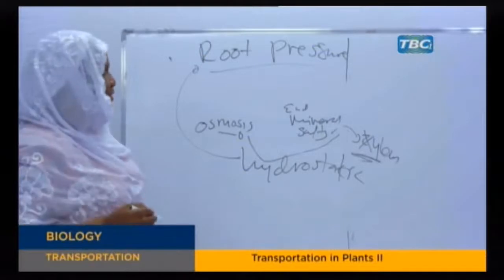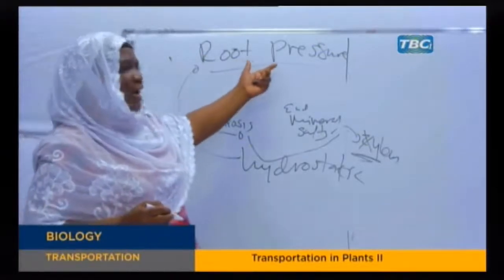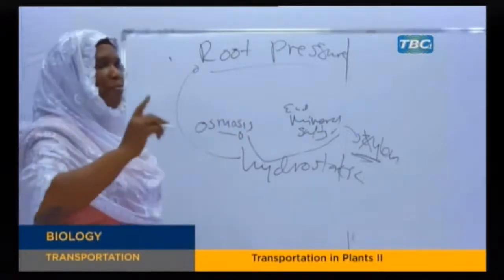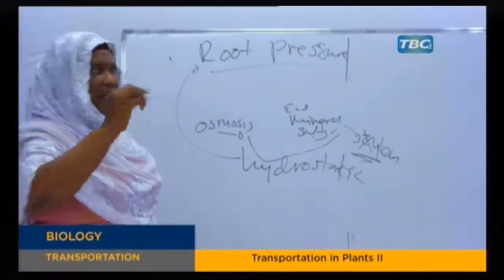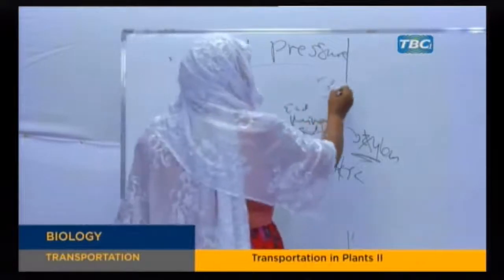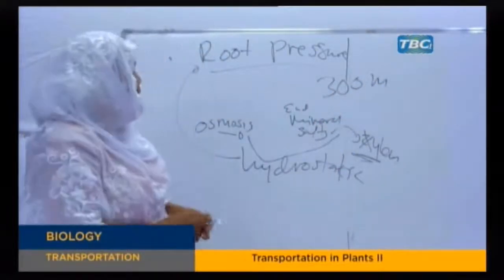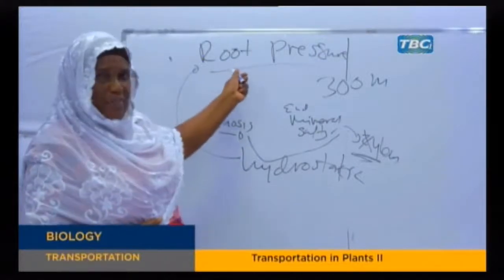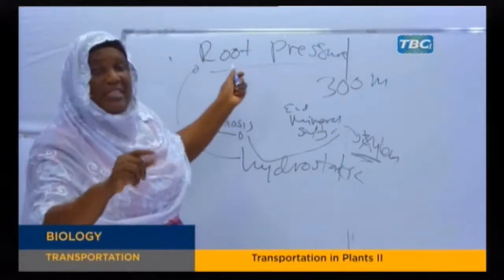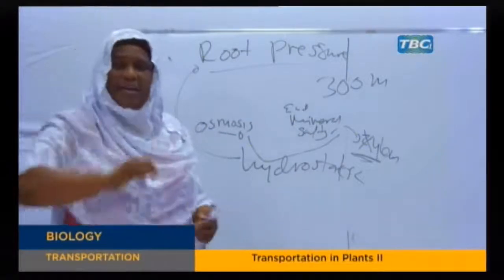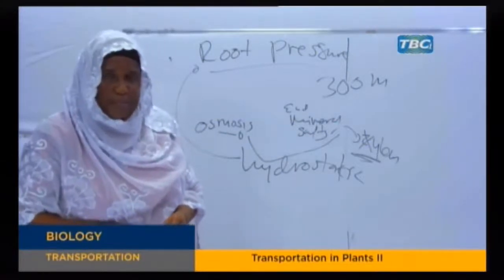But mind you, root pressure cannot account for movement of water up to the higher stems. Let's say 300 meters cannot be accounted for by root pressure. It means another force is needed in order to push water higher in the stem.